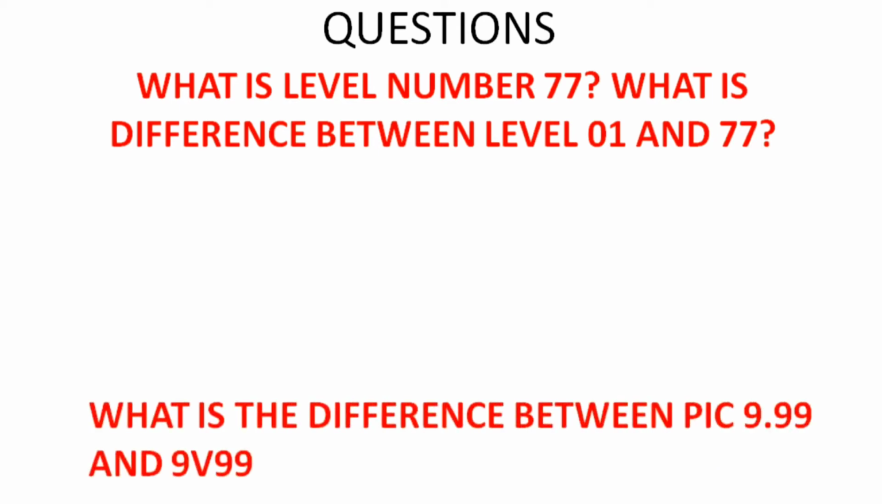What is the difference between PIC 9.99 and 9V99? Storage wise, 9.99 will take 4 bytes, whereas 9V99 takes 3 bytes of storage. Why? Because in 9.99 the point is an actual decimal point, whereas V is an assumed decimal point, so that it takes 3 bytes, whereas this will take 4 bytes of storage.